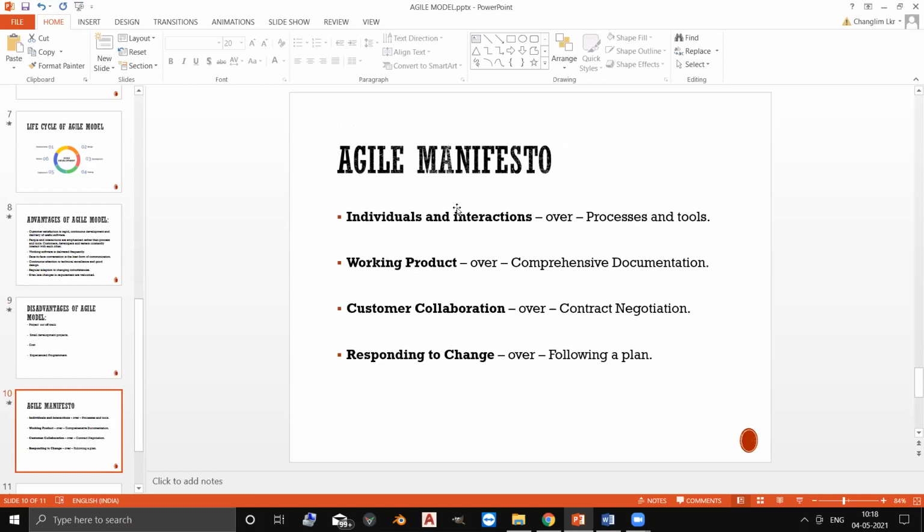Last, the agile manifesto. It involves individuals and interactions over the tools and processes used, the working product over comprehensive documentation, collaboration over contract negotiation, and responding to change over following a plan.